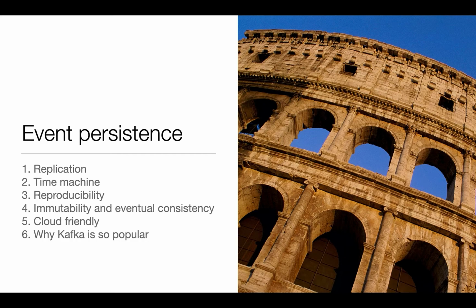You have immutability and eventual consistency. It means that you can replicate events amongst different data centers, and at the end, you will have the same state in all environments. It is cloud friendly because you can have easy deployments, because you store your events in a separate middleware, and that's actually why Kafka is so popular as well, because it gives the ability to use some benefits with this approach on a wide scale.